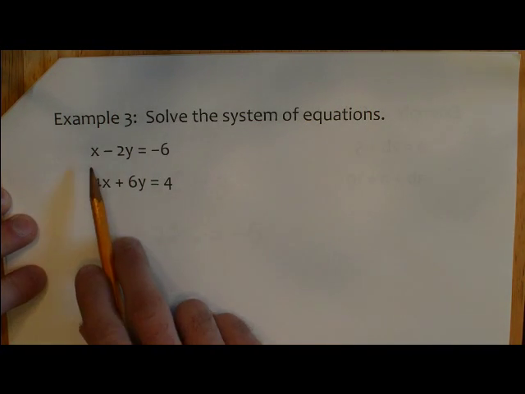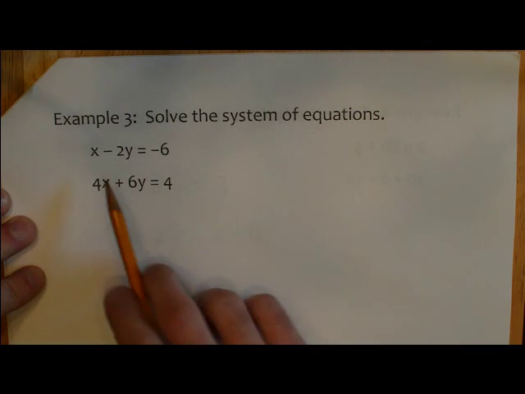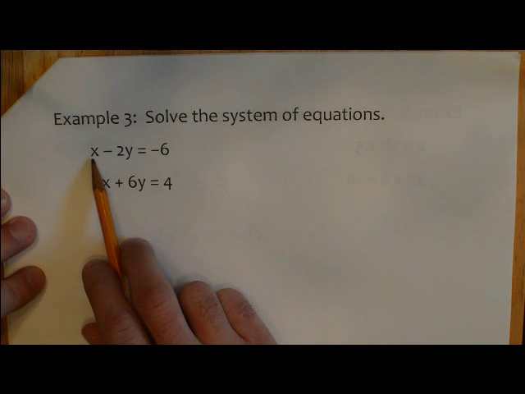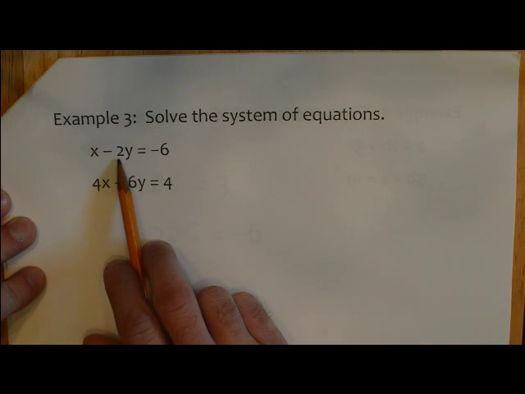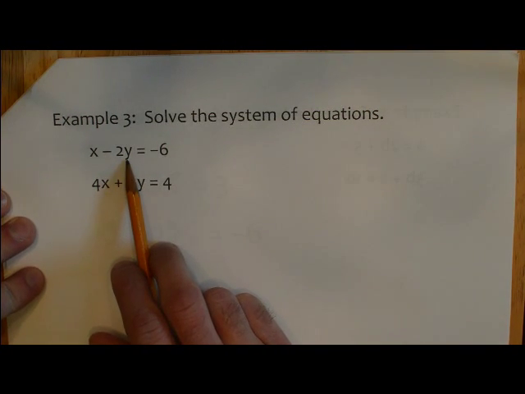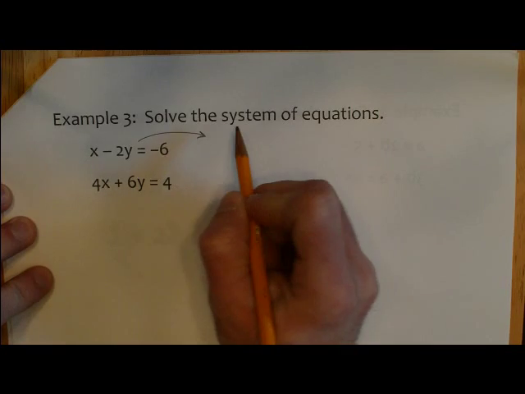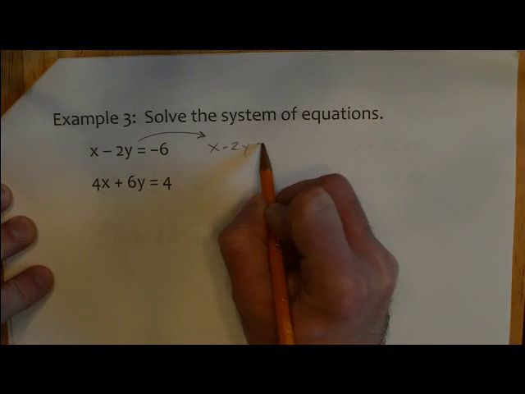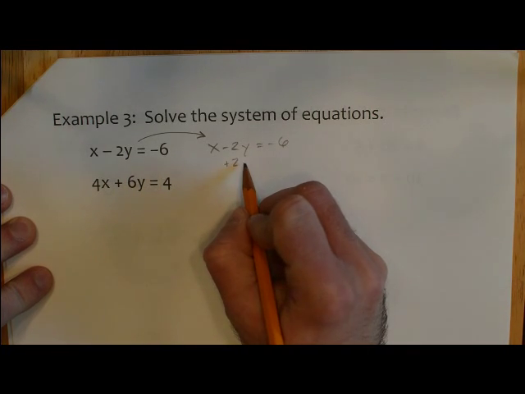So what we want to do is get one of these variables by itself. Get x equals, get y equals, so we have something to replace. It doesn't matter which one you solve for. I'm looking at this and seeing that the only step to solve for x would be to add 2y to both sides. And if I tried to solve for y, it would involve moving x over and dividing, and that's a little extra work. So I'm going to go ahead and take this equation, x minus 2y equals negative 6. I'm going to solve it for x, get x alone on the left side.